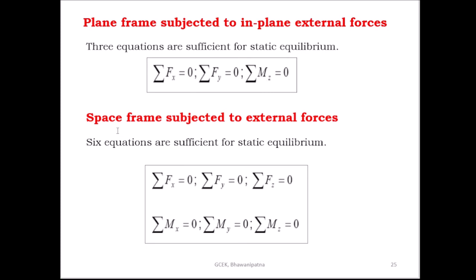And in the case of a three-dimensional structure, that is a space frame subjected to external forces, six equations are required for static equilibrium. In this case we have to use summation of Fx is equal to 0, summation of Fy is equal to 0, summation of Fz is equal to 0, and summation of Mx is equal to 0, summation of My is equal to 0, and summation of Mz is equal to 0. So these six equations are required for static equilibrium in the case of a space frame, and these three equations are required in the case of a plane frame.